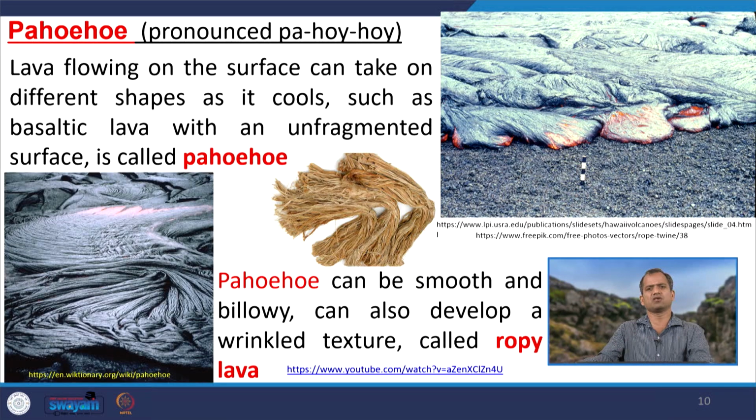Here there are two terminologies that you have to understand and remember. One is called Pahoehoe lava. Pahoehoe is not an English term, it comes from Hawaiian, so it is not English. This is the pronunciation, Pahoehoe. It is otherwise called ropy lava, because its appearance is like ropes, a bunch of rope lying here, and you can see its appearance here.